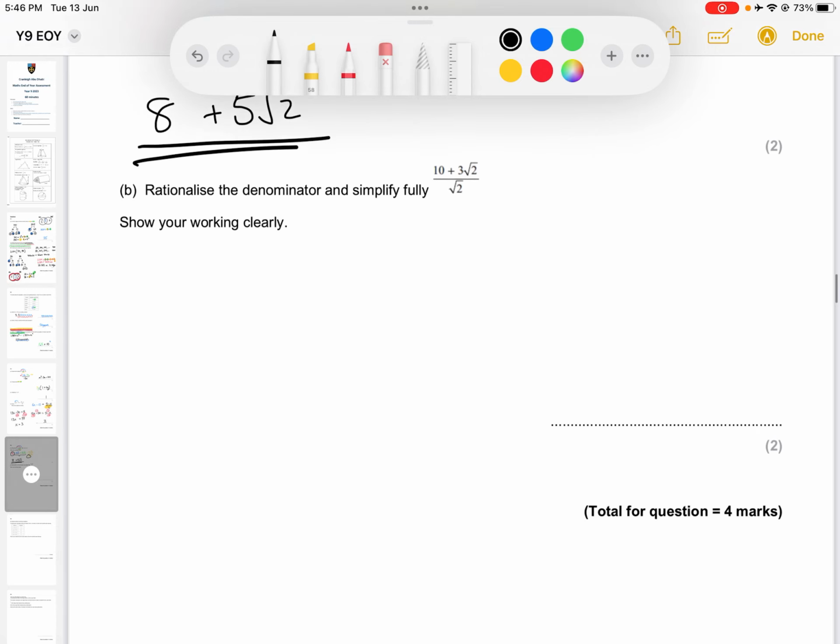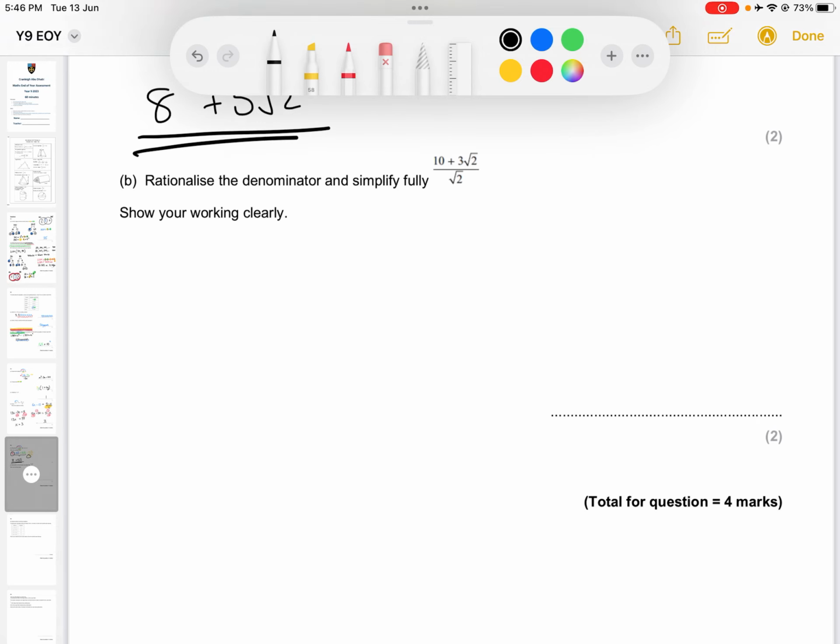Part B, rationalize the denominator and simplify fully. If you just type this into your calculator and get an answer, you will not get any marks. If you have done anything else that doesn't involve rationalizing the denominator, you will not get the marks. You've got to follow the instructions that have been given in the question.